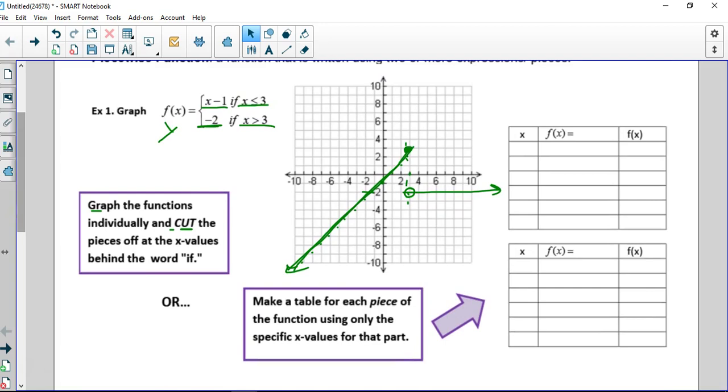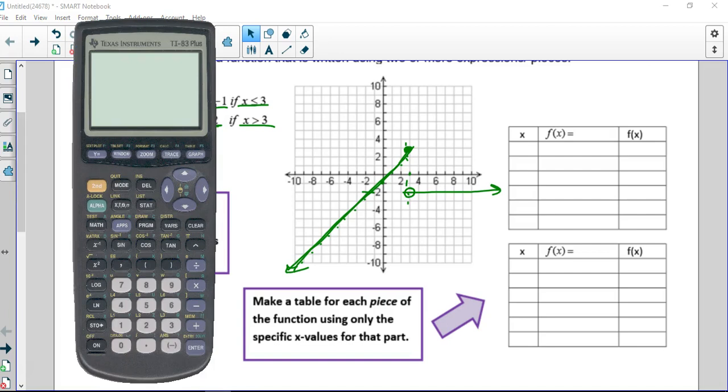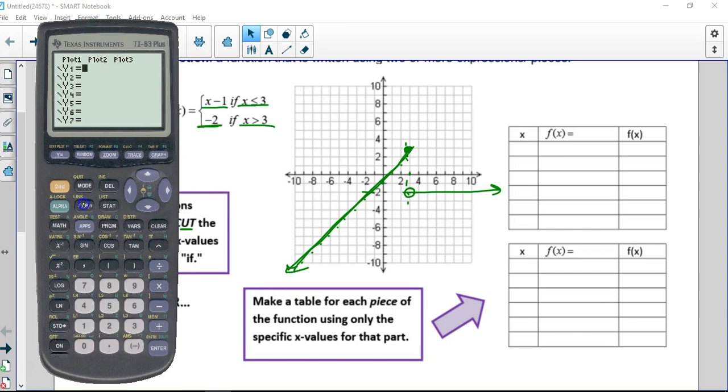The other way to do it is to use a table. And like I said, we can use the calculator now. So we're going to put in y equals x minus 1. And I'm going to use a table. So I go to second graph and get my table. But remember, I want numbers less than or equal to 3. So I don't want 0, 1, or 2.